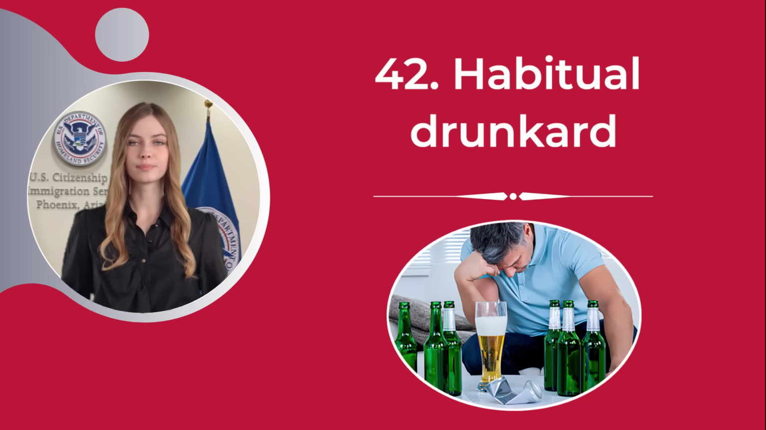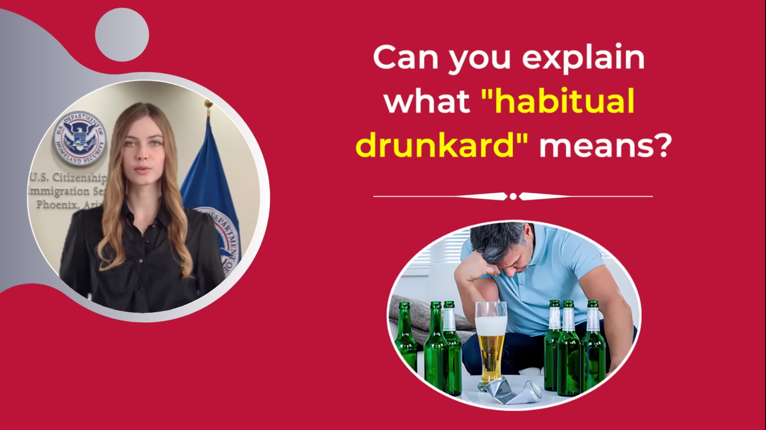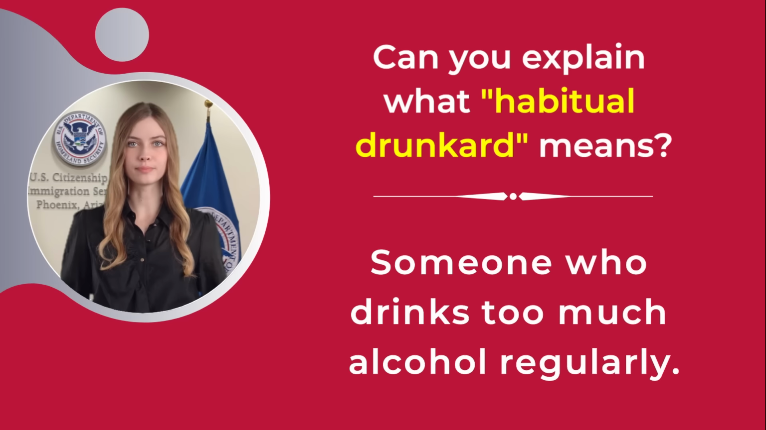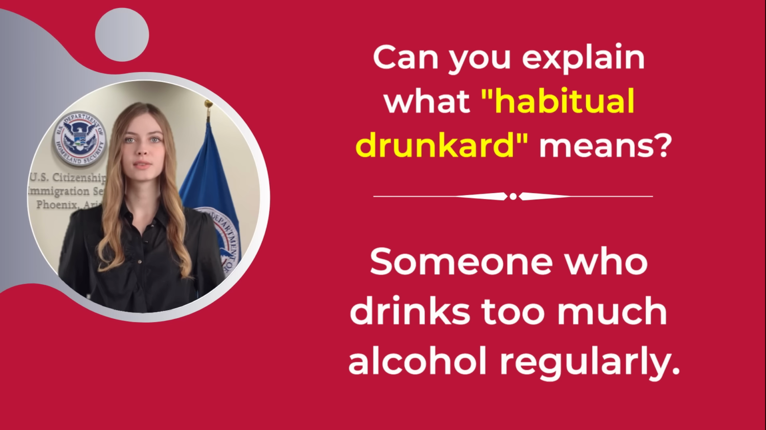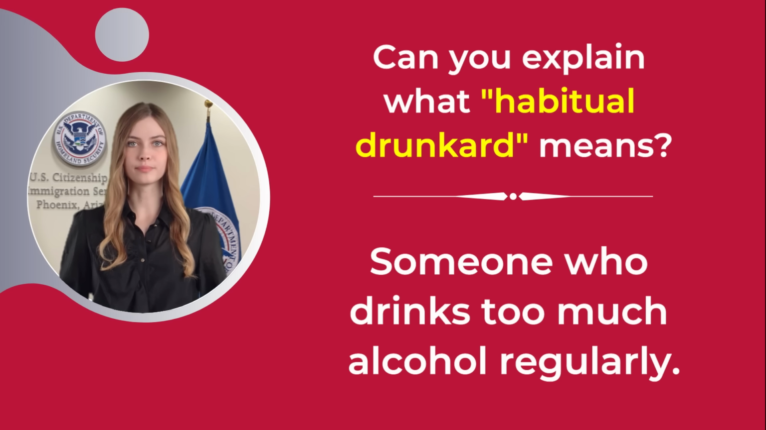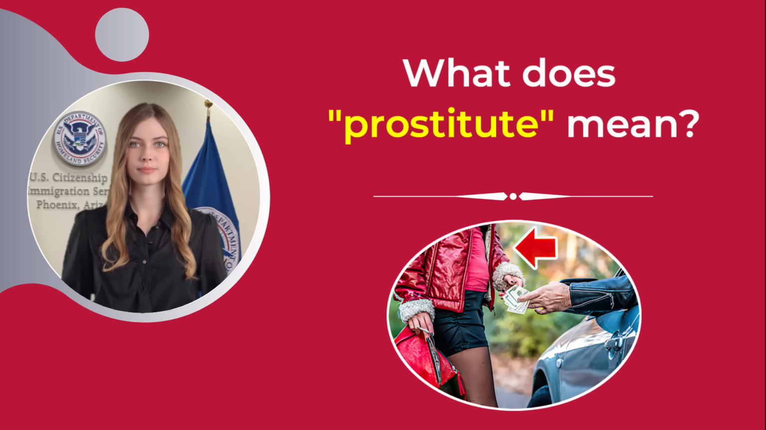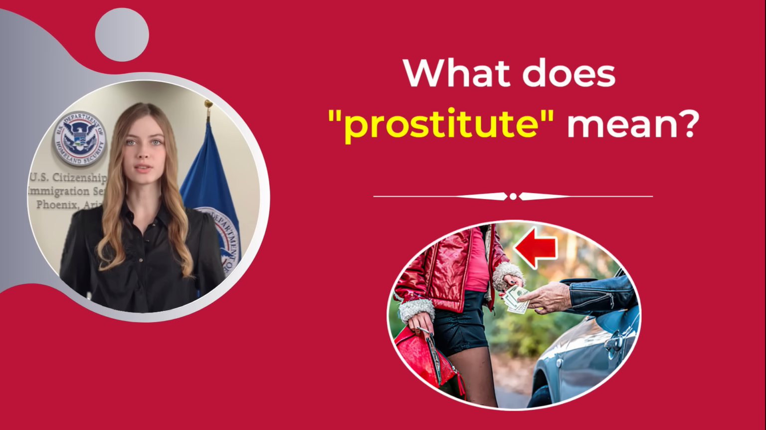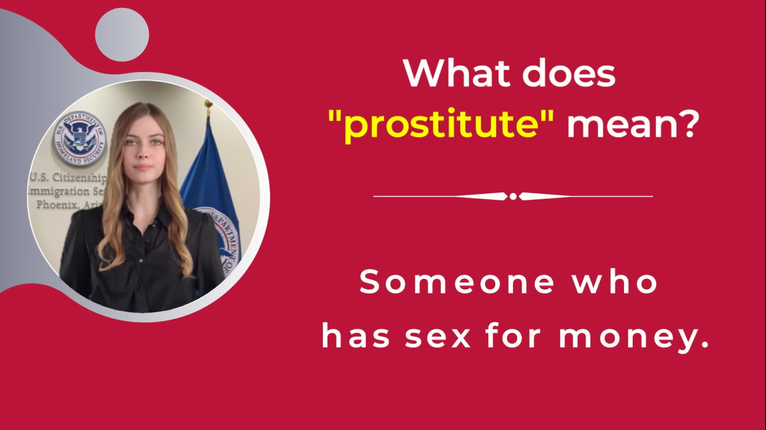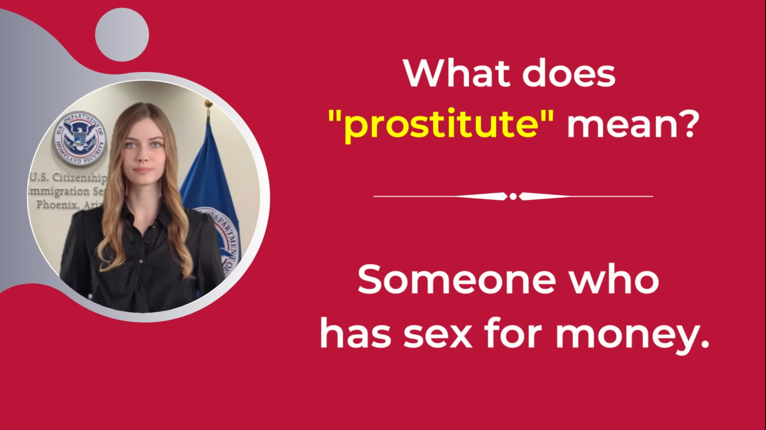Habitual drunkard. Can you explain what habitual drunkard means? Someone who drinks too much alcohol regularly. Prostitute. What does prostitute mean? Someone who has sex for money.